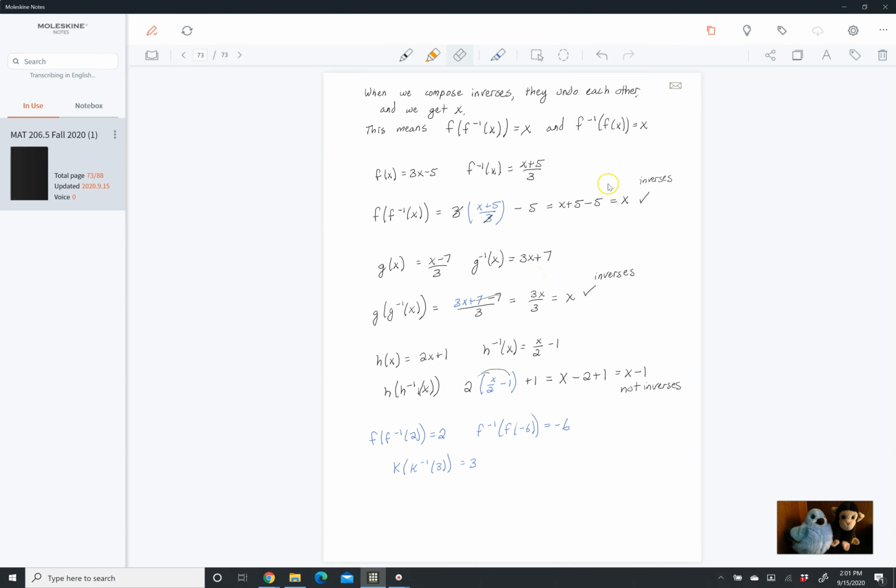Okay? One last thing about inverses. Not every function has an inverse. Okay? The only functions that have inverses are ones where the reflection in the line y equals x is also a function.